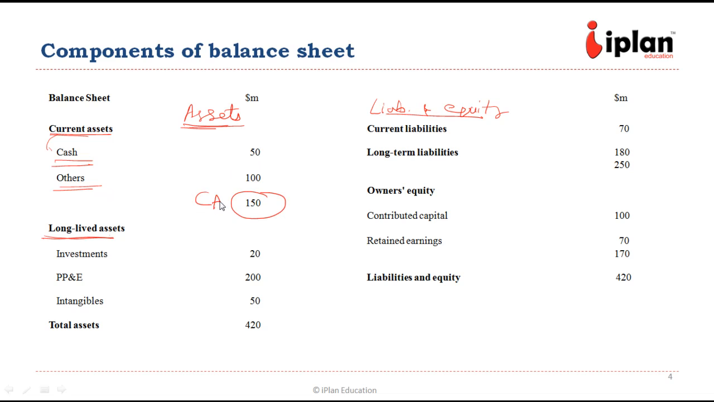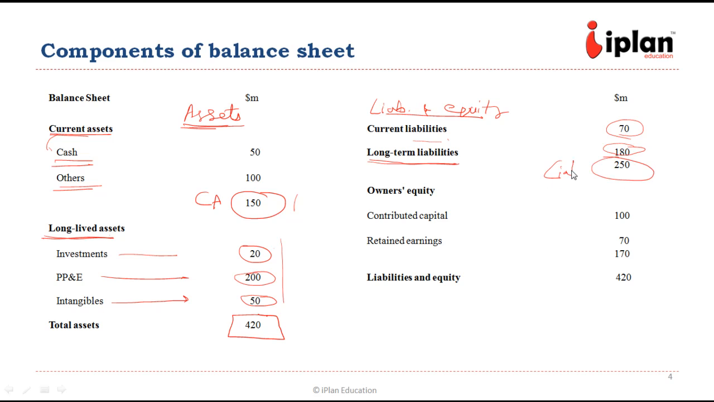This is current asset. Long-term assets or long-lived assets are investments or property, plant and equipments. There could be intangible long-term assets, for example patents, etc. And this is the summation of all long-term and current assets, that is total assets. If we look at the right hand side, there are current liabilities which are given to be 70. So these could be account payables, etc. Then there are long-term liabilities, the bonds which company had issued. And this is the summation of liabilities.